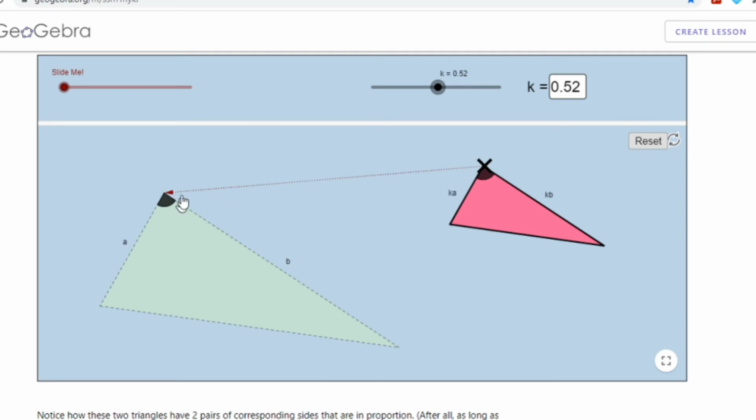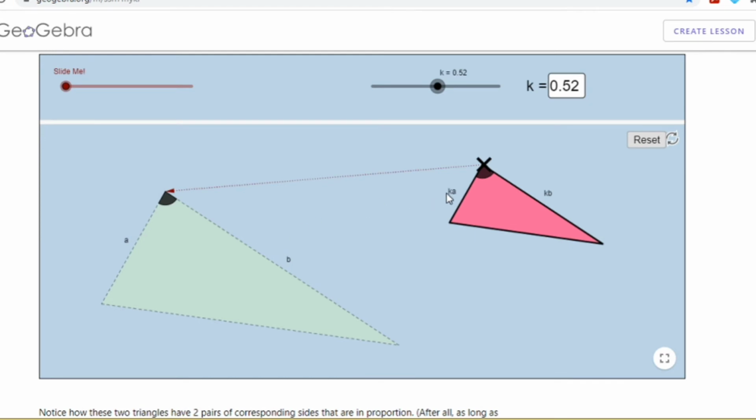And according to SAS similarity criteria, if two corresponding sides are proportional to each other or are in the same ratio, and the included angle, the angle between those two sides, is also equal in both the triangles, then the triangles are similar to each other.